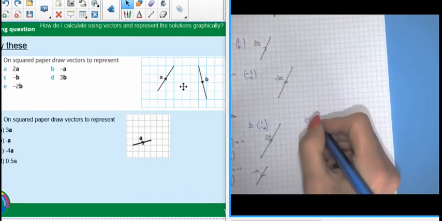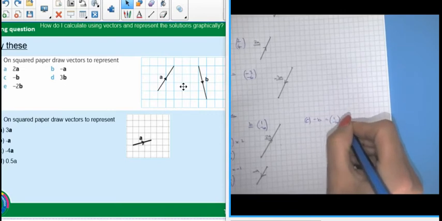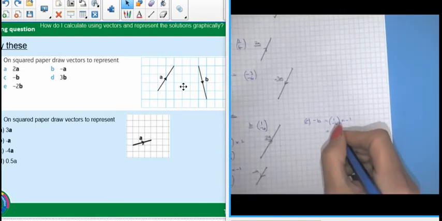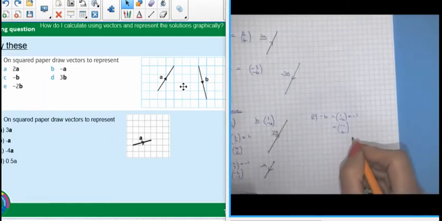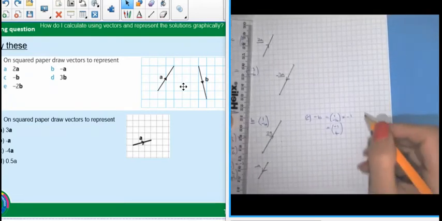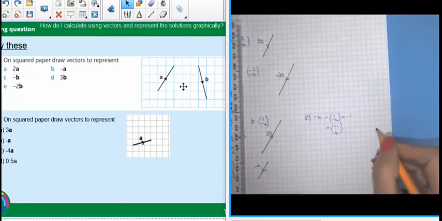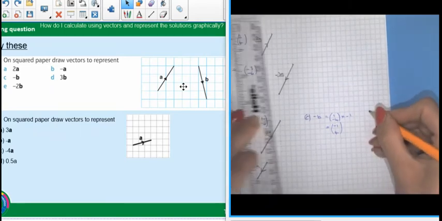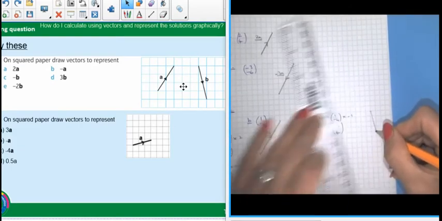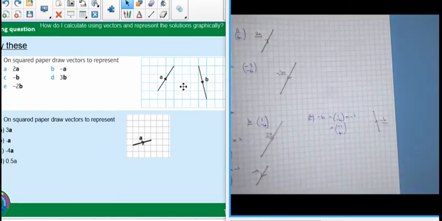C is negative B, so that's going to be (1, -4) times negative 1, which is (-1, 4). Start here. Negative, oh no, that won't work. Start here. Negative 1. Actually, better to start down here. Negative 1, 1, 2, 3, 4. Check the diagram, does that look right? Yeah, it looks the same as B, but it's in a different direction.